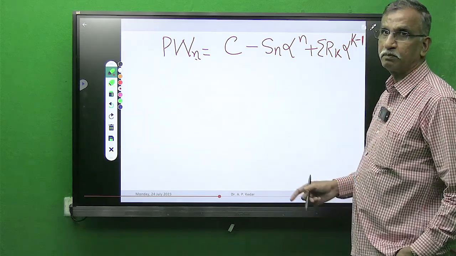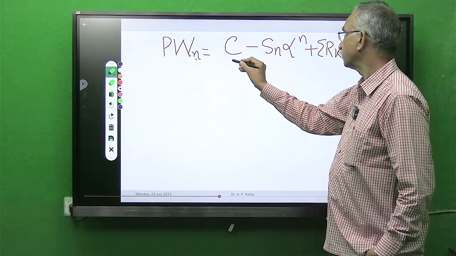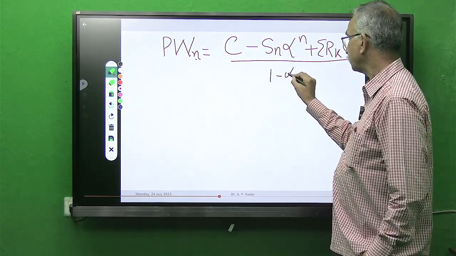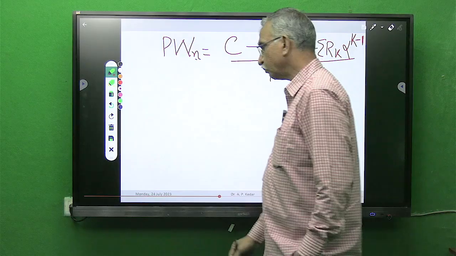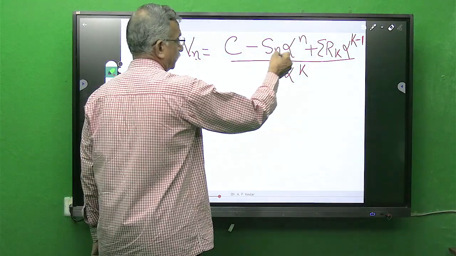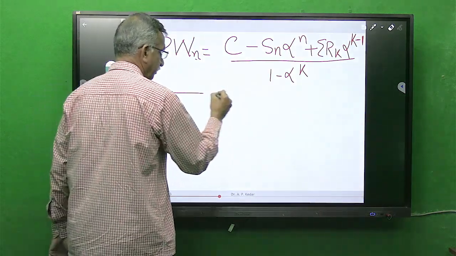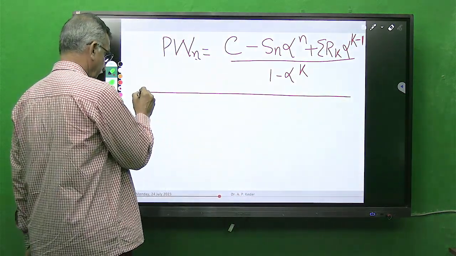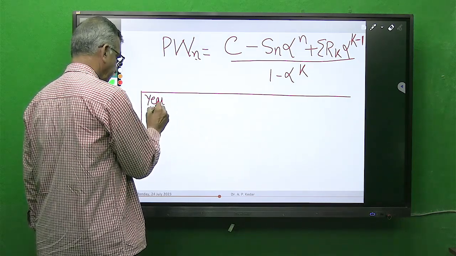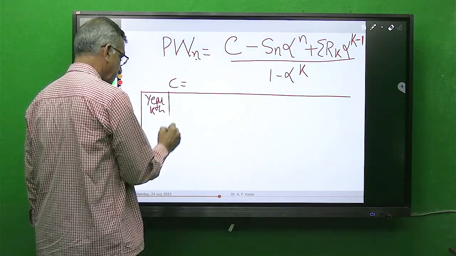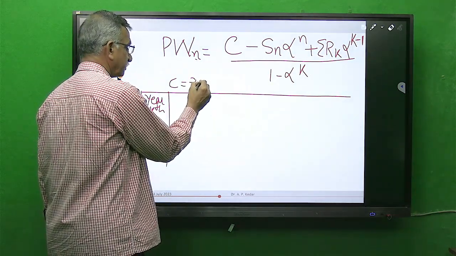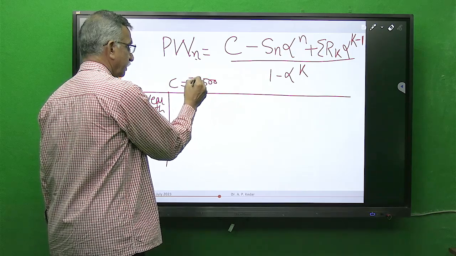But by default we write only alpha k minus 1 minus alpha k. So again, we will be finding different values, so we will make a table. We'll make a table with year, kth, and we'll write C at the top, which for this problem is rupees 5,000 given as a unit.